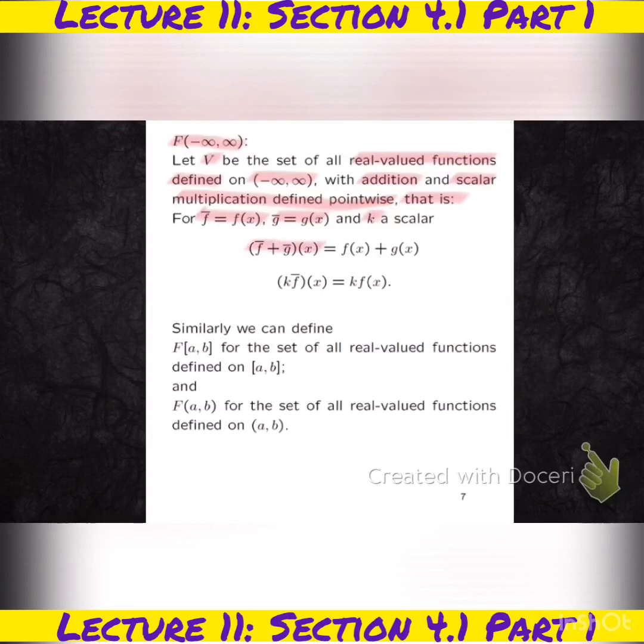f plus g is going to be the function that you get by first determining f at the point x and determining g at the point x and adding them together, and you do that for all x's. And then scalar multiplication is pointwise as well. You determine what f of x is, and you multiply that with a scalar k, and you do that for all x's. So that is how operations in F(-∞, ∞) work.